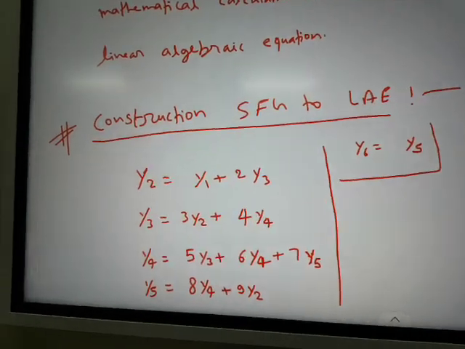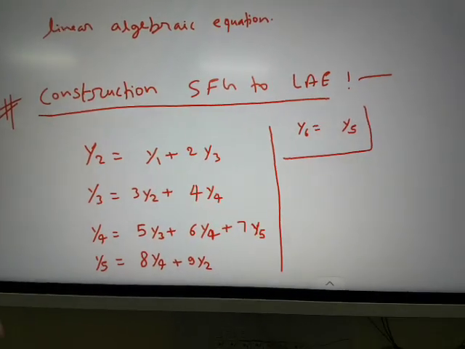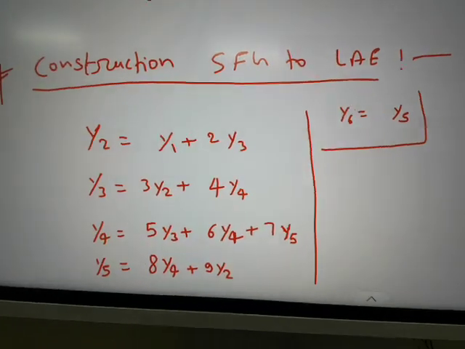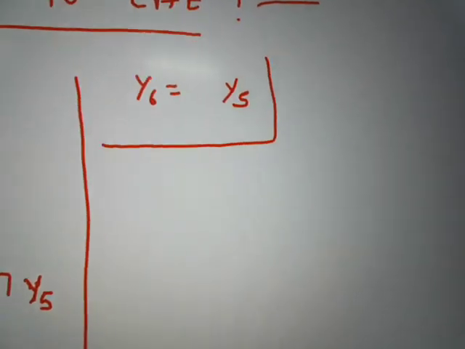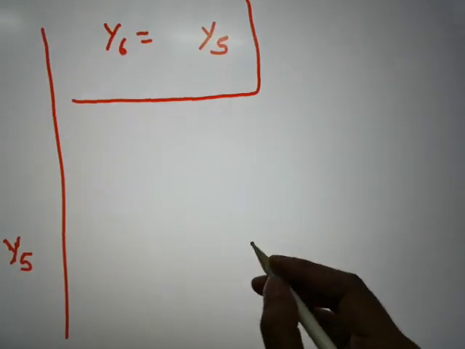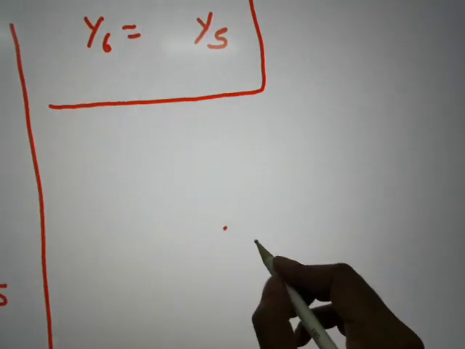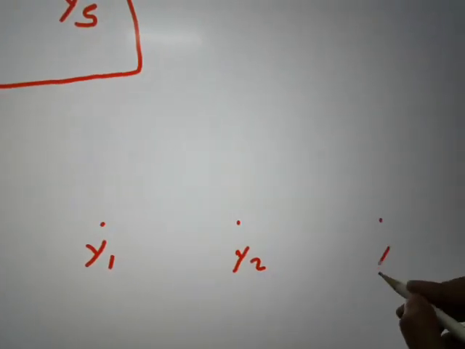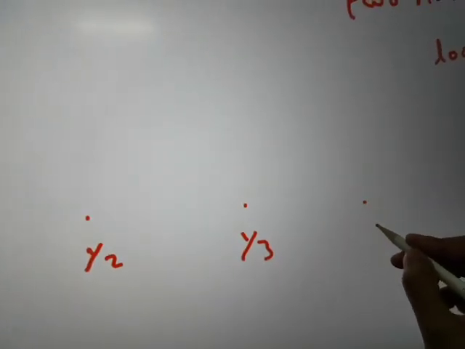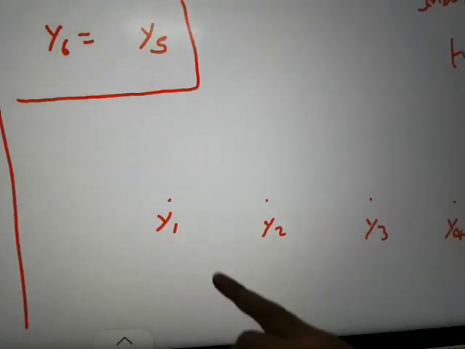All these y1, y2, y3, y4, y5, y6 are variables. Now all these variables are represented by a node. I will discuss later what a node is. First, all these variables are represented by nodes. So simply note this: y1, y2, y3, y4, y5 and y6. All these variables are represented by nodes.